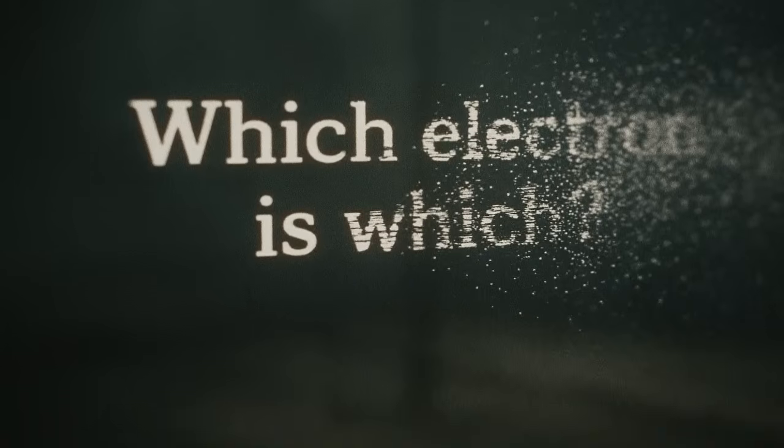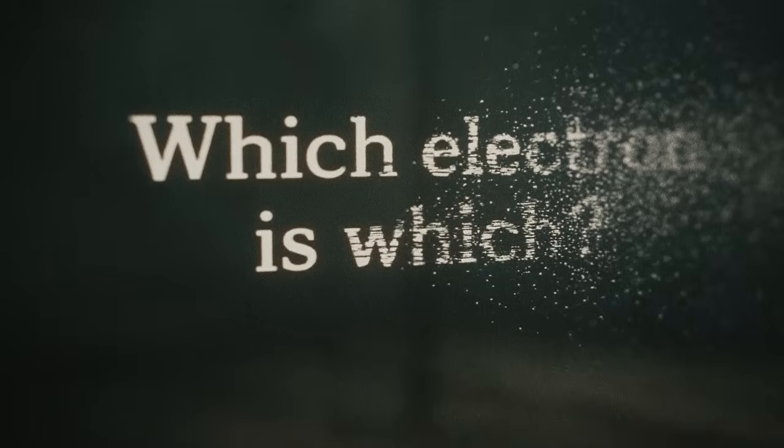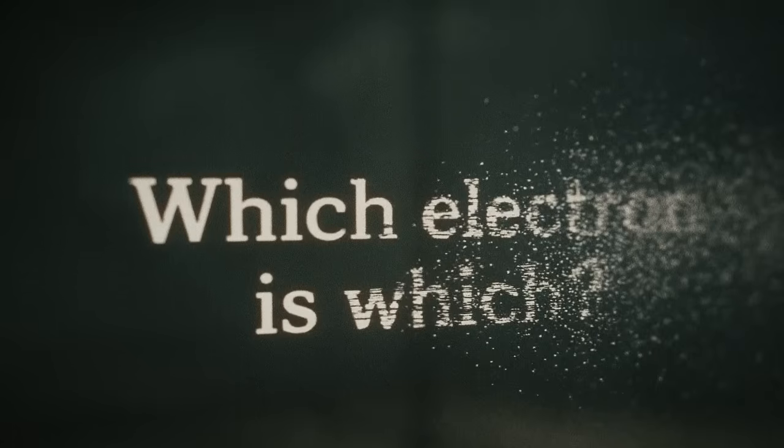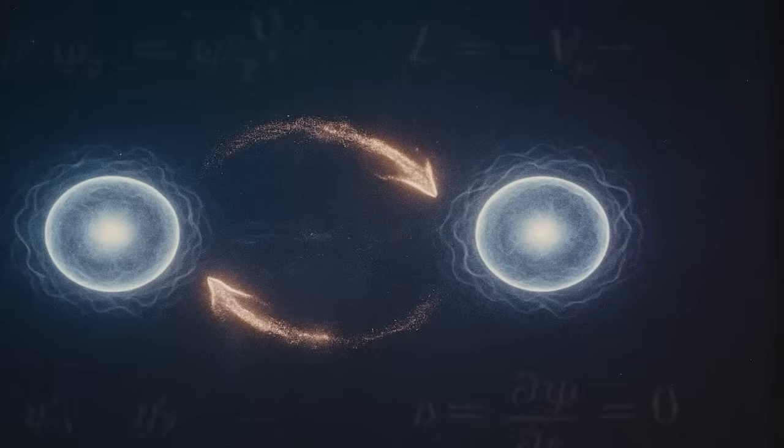Write the wave function for two identical fermions in the same state. Apply the antisymmetry requirement. Swap the particles. The wave function must equal negative itself.